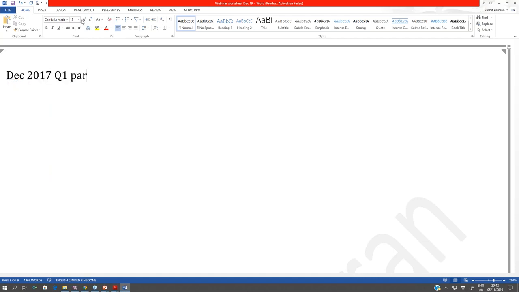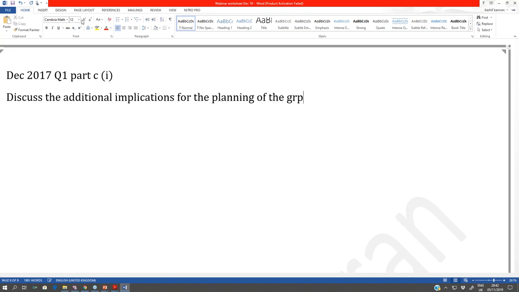Question number 1, part C, C1. And we're looking at a question here which says discuss the additional implications for the planning of the group audit and explain any actions to be taken.